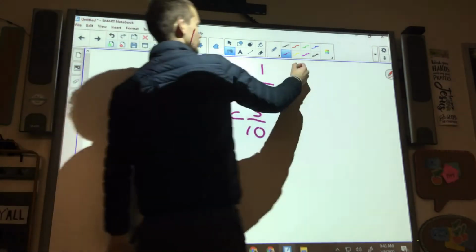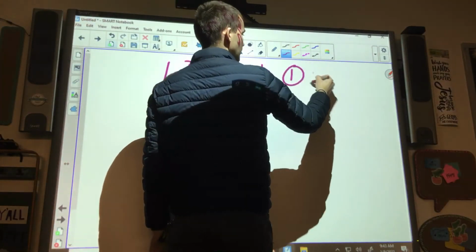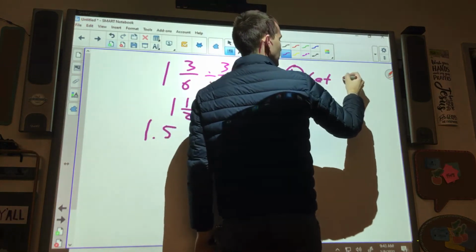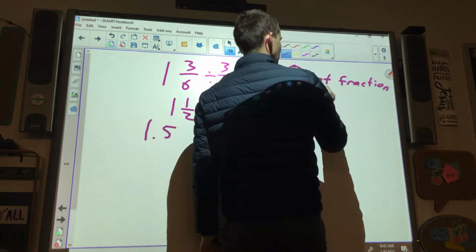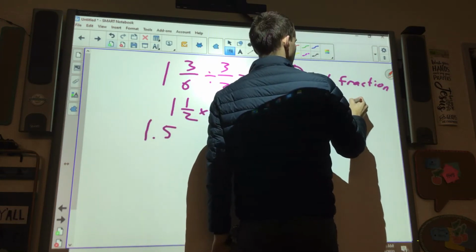Got it. So if you want to break this down into steps, get the fraction in simplest form.